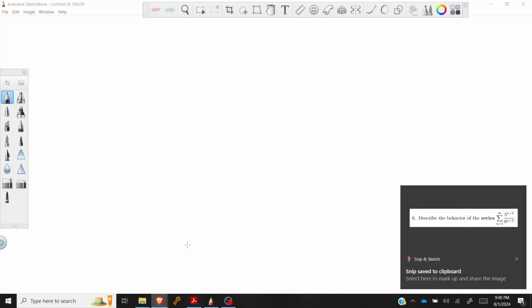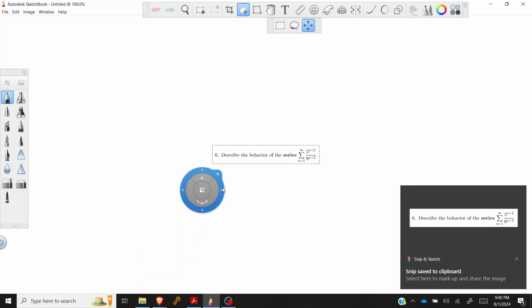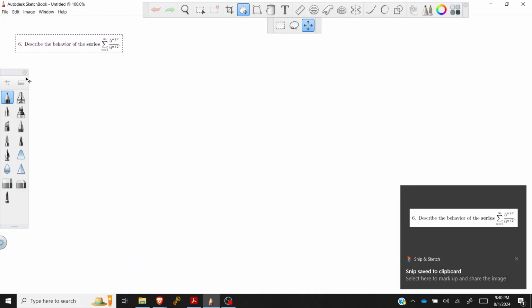All right, let's look at the last two. I'm just going to post one at a time because they are going to be different methods. But we're still going to use this A over 1 minus R formula. So we have the summation of n equals 1 to infinity of 5 to the n plus 2 over 6 to the power of n plus 2.